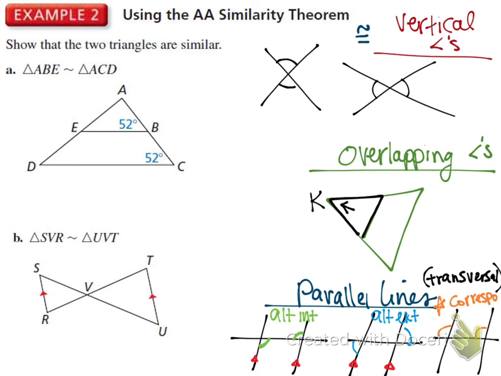So if you don't have enough information in your picture, you want to be going through this like a checklist. Do I have any vertical angles? Do I have any overlapping angles? Do I have any of the transversal angles?